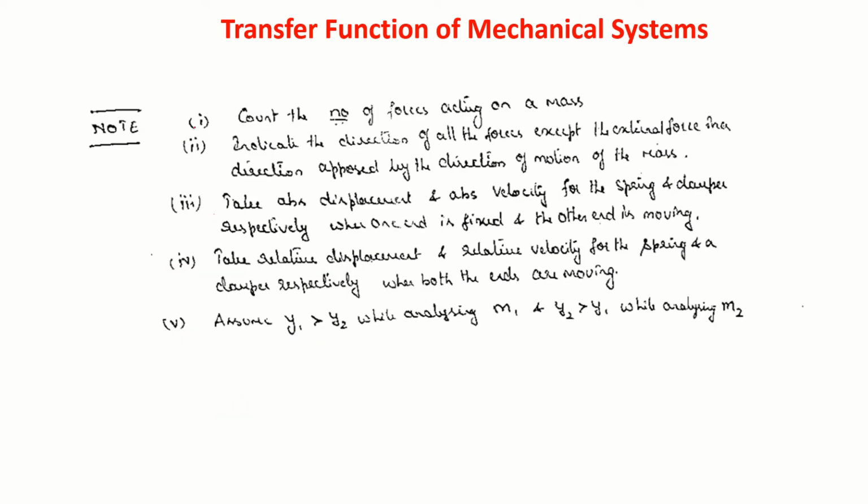So here I have just given a note. I think it is just some thumb rules, you can say, for understanding, so that you may not go wrong. I have written that count the number of forces acting on a mass. Indicate the direction of all the forces except the external force in a direction opposite to the direction of motion of the mass. Then take absolute displacement and absolute velocity for the spring and the damper respectively when one end is fixed and the other end is moving. Take relative displacement and relative velocity for the spring and the damper respectively when both the ends are moving.